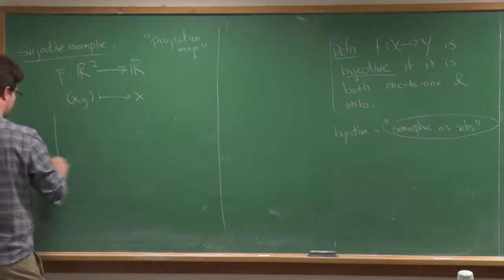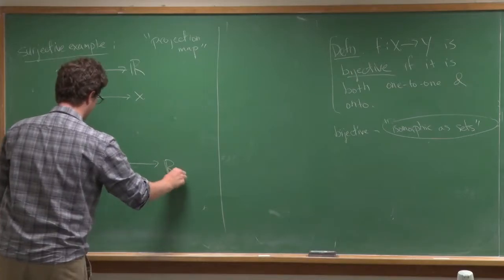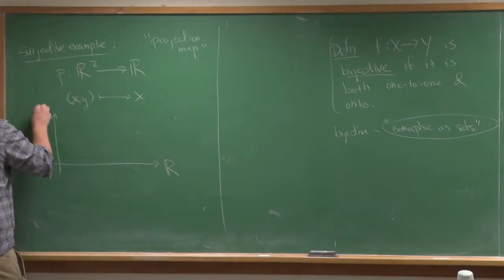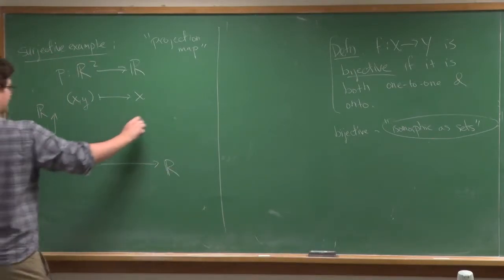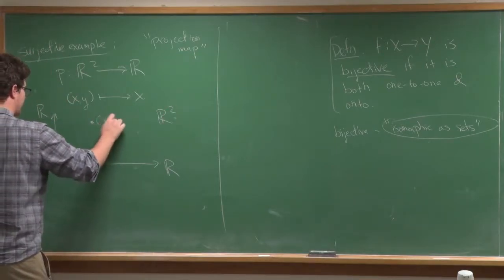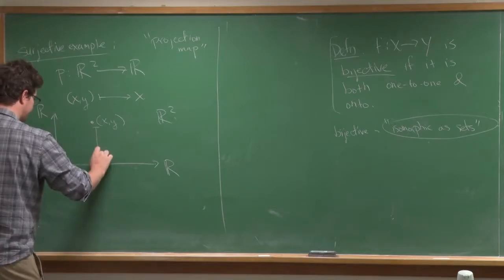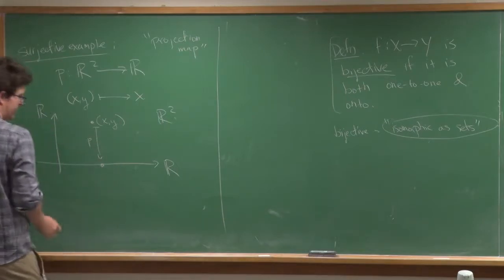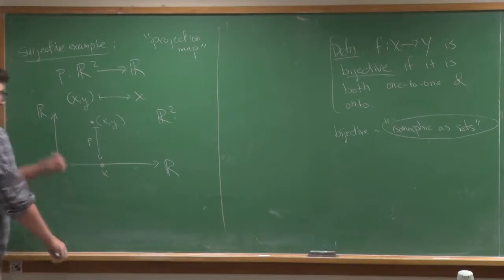So this is R, and this is another copy of R. So this whole thing is R². What it does is it takes the point (x, y) here, and it maps it via P to this point x. Okay, so this is this projection map.